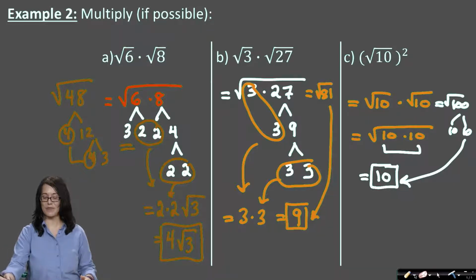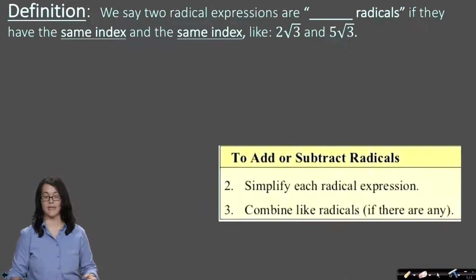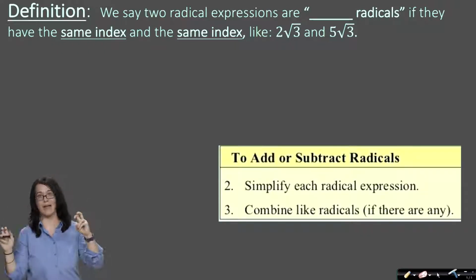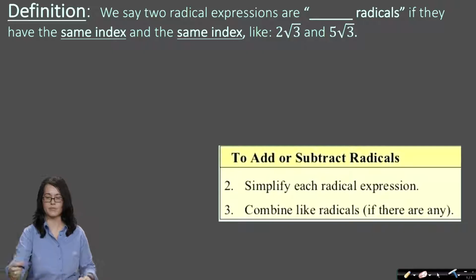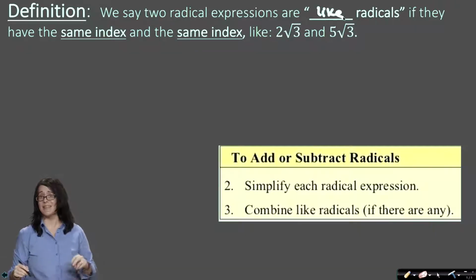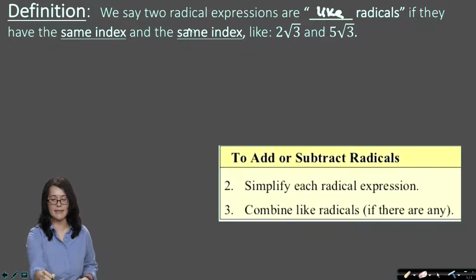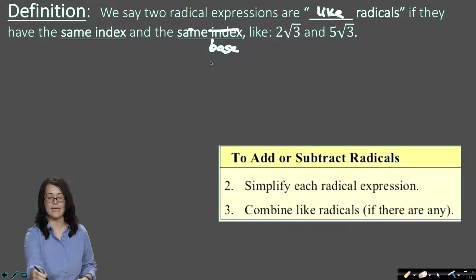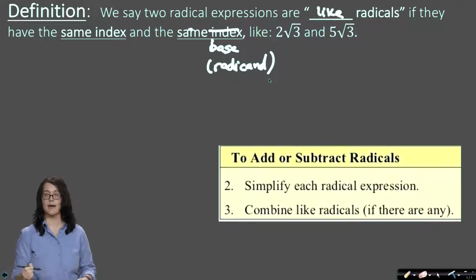So let's head over to another skill we need to talk about, how to combine radicals together. Not just multiplication, but addition and subtraction. Here we go. We say that 2 radicals are called like radicals. It kind of sounds like like terms. Like radicals have exactly the same index and the same base. Another word for base is radicand, right?